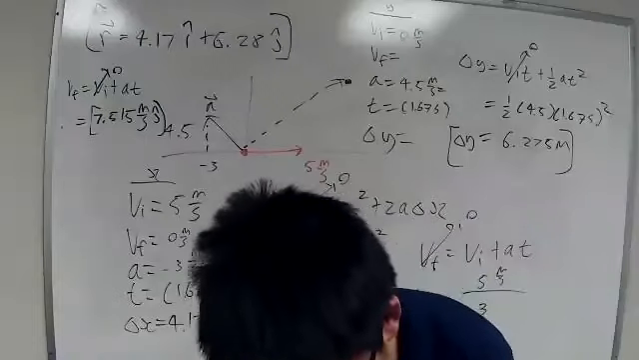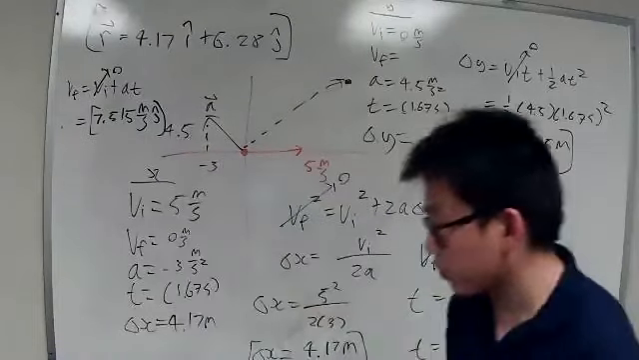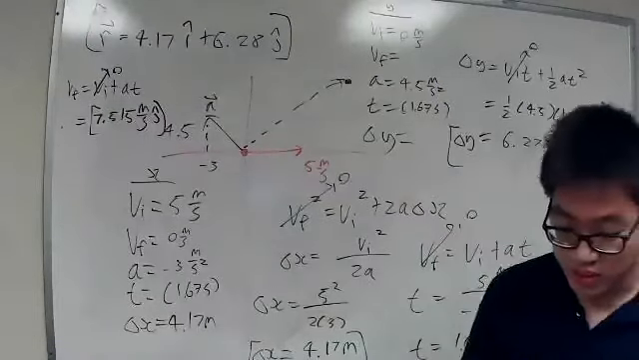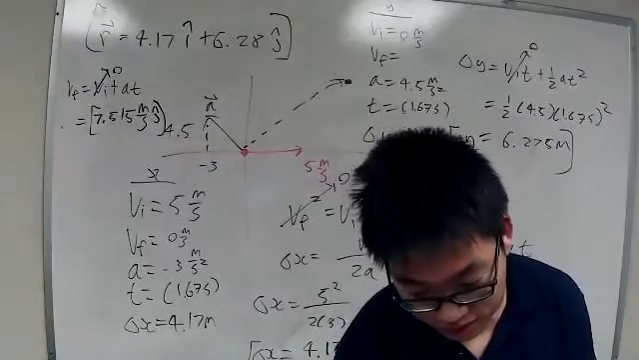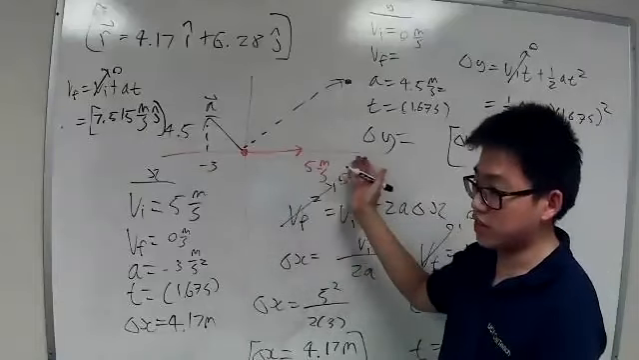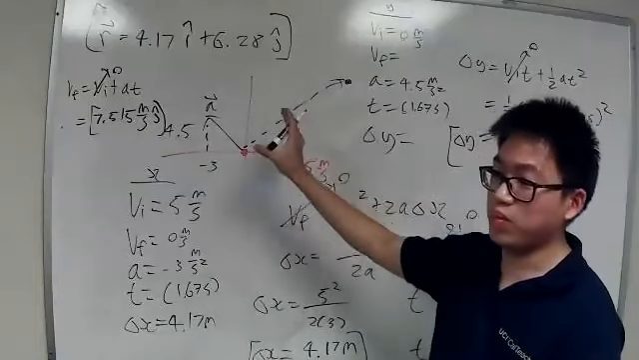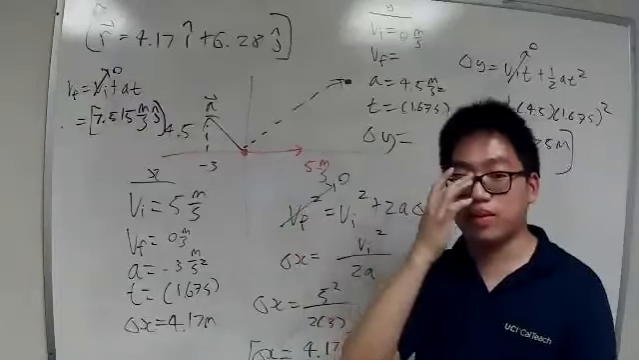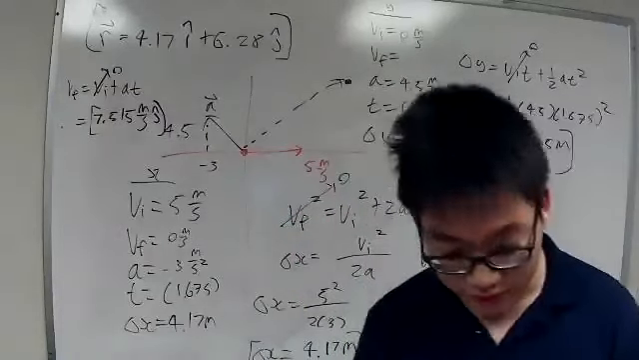For the y component, why is the initial 0? Initial y component is 0, right? Because the question says it has an initial velocity of 5 meters per second along the x-axis. So that means it's not even moving in the y. It's just traveling in a straight line, right? Oh, okay. Thank you. Yeah.